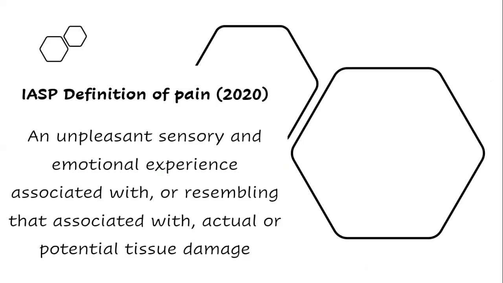So first of all, how does the International Association for the Study of Pain define pain? They describe it as an unpleasant sensory and emotional experience associated with or resembling that associated with actual or potential tissue damage. We've looked at the link between pain as a sensory and an emotional experience in the previous episode. In the next episode, we will discuss emotional pain in more detail.